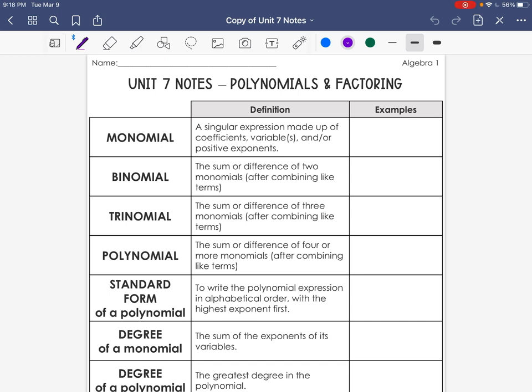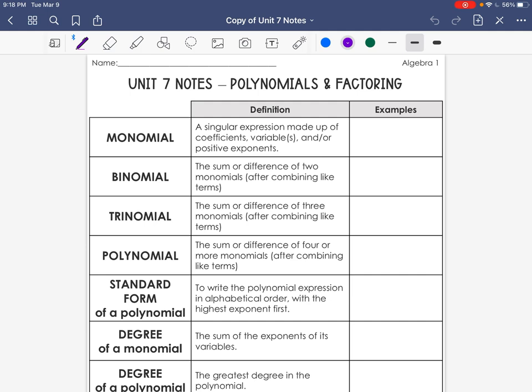All right, so this is an introduction to Unit 7, Polynomials and Factoring, with some vocabulary, and also we are going to do 7.1 as well. So the vocabulary that you need to know here is specific for polynomials, which we will define here in just a second. So a monomial is a singular expression made up of coefficients, variables, and or positive exponents.